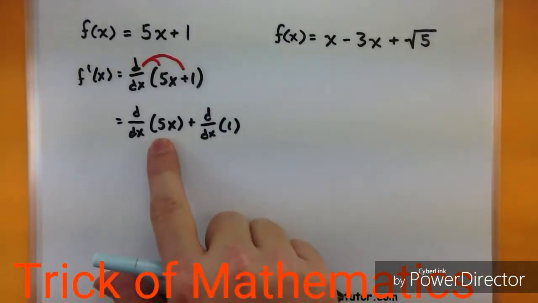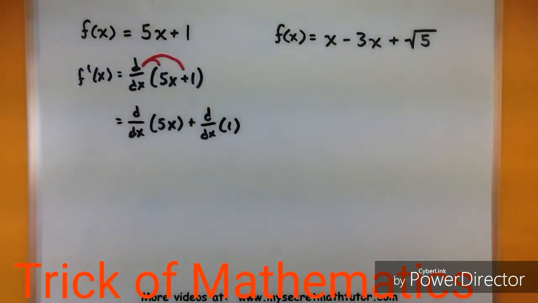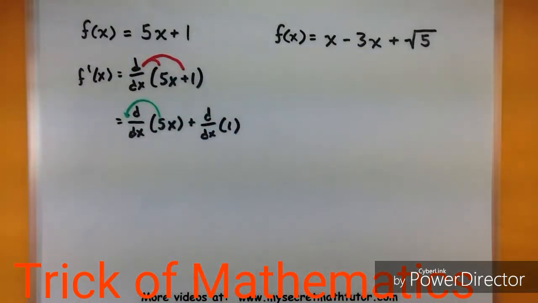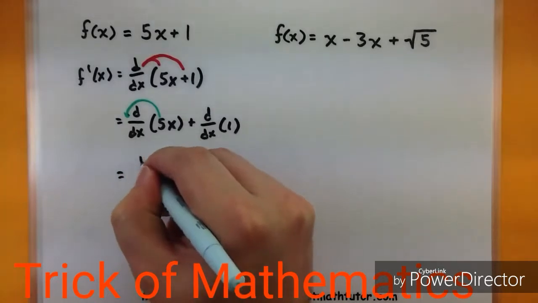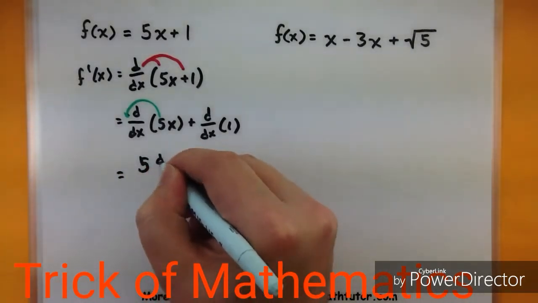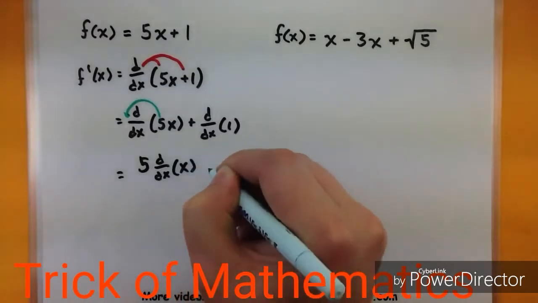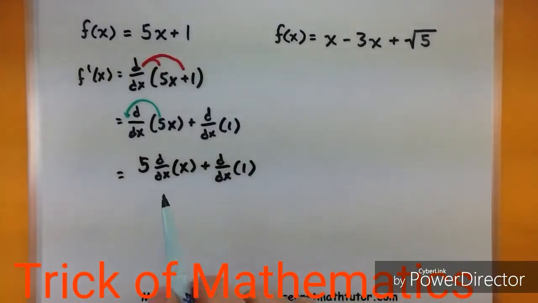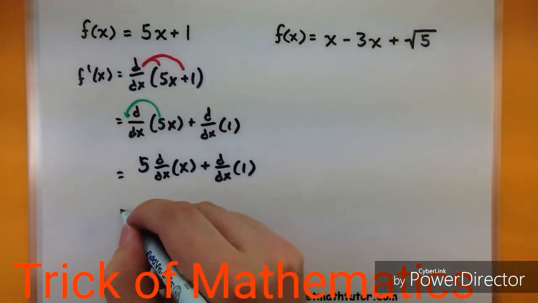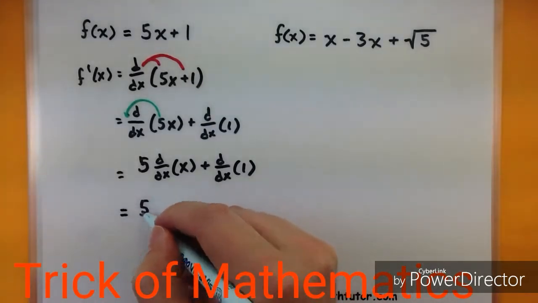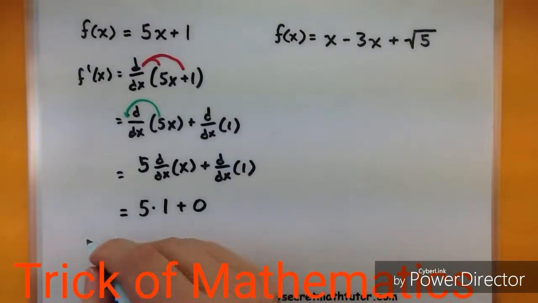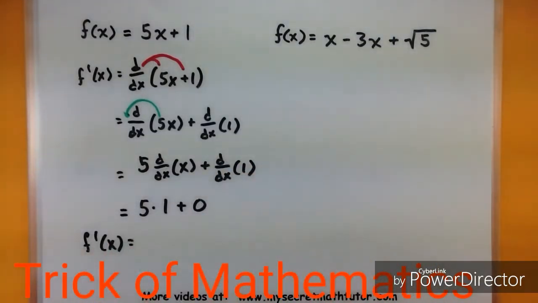Now, in this first little piece, I have a constant multiplied by x. So I'm actually going to take this 5 and move it out in front of my derivative operator. So 5 times the derivative of x plus the derivative of 1. Now I have my derivative on these nice little single components, and we can take the derivative of each of those. So 5 times the derivative of x is 1, plus the derivative of a constant, 0. So I know that the derivative of all of f is simply 5.